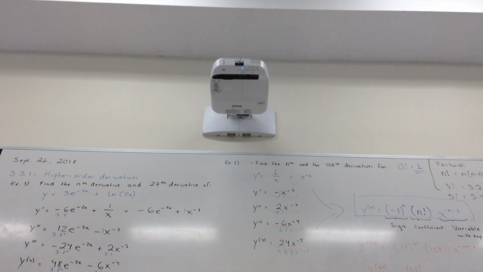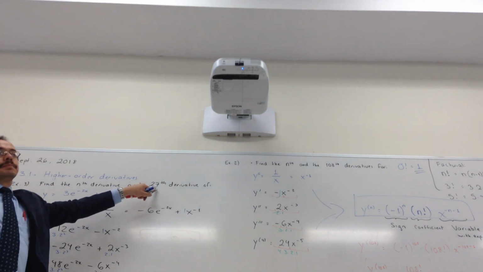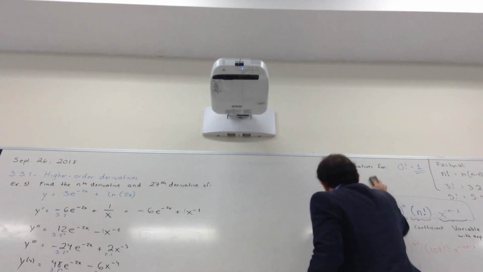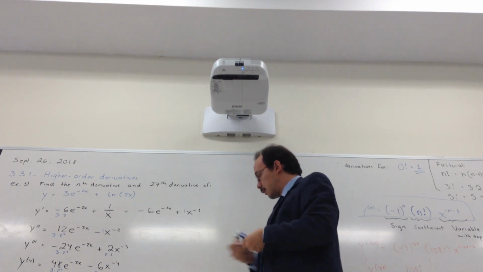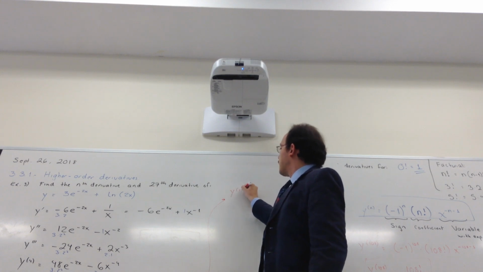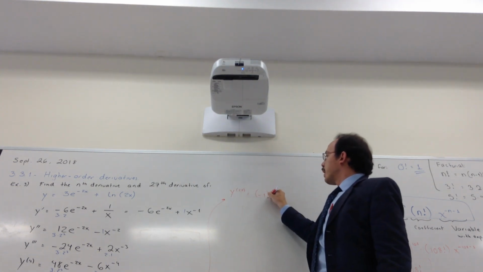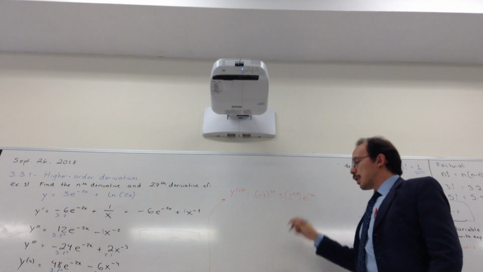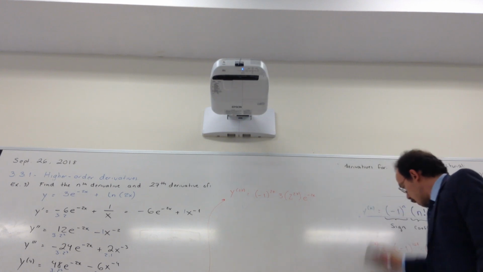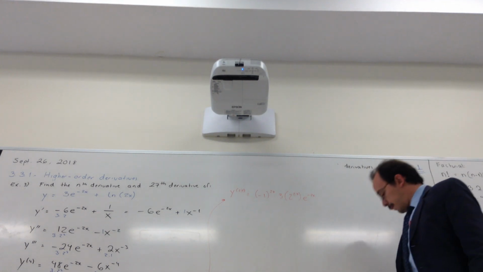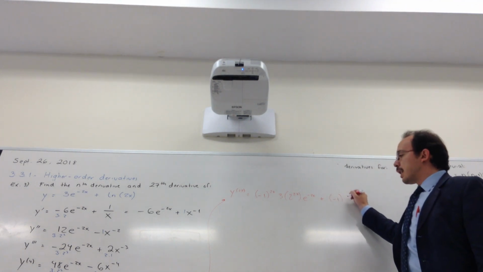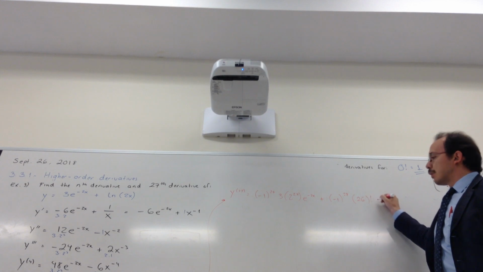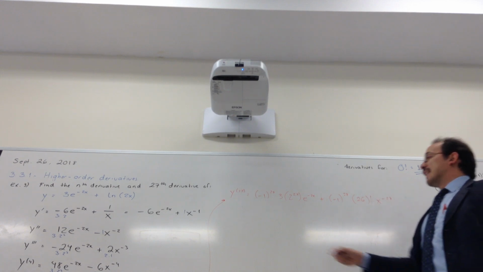Questions about this? Now, then what? Derivative will be minus 1 to the 27 times 3 times 2 to the 27 e to the minus 2x plus minus 1 to the 28 times 26 factorial x to the minus 27. And simplify.